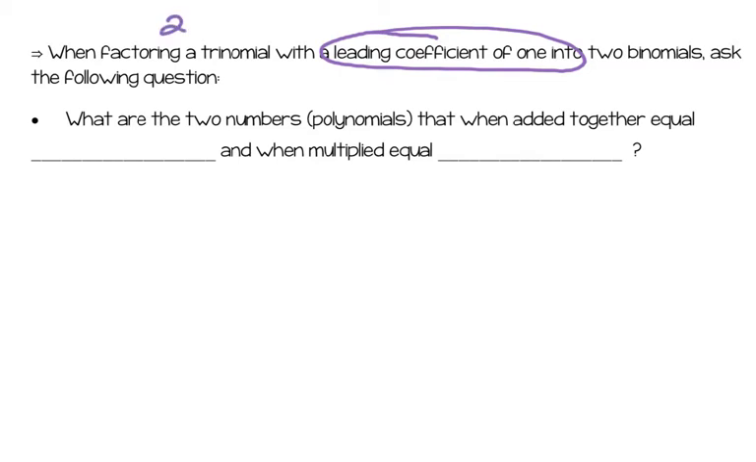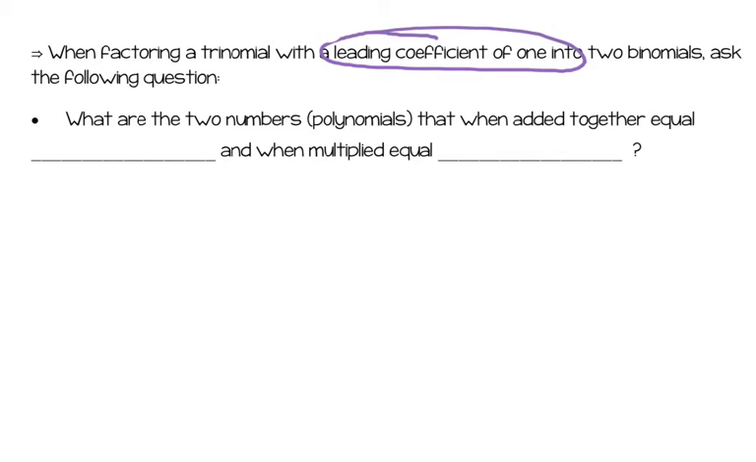So if you have like 2x squared plus x minus 1, then that leading coefficient is a 2. If we just say x squared, then our leading coefficient is a 1. So that's what we're going to concentrate on today. And the strategy that I'm about to teach you will work when you have a leading coefficient of 1.